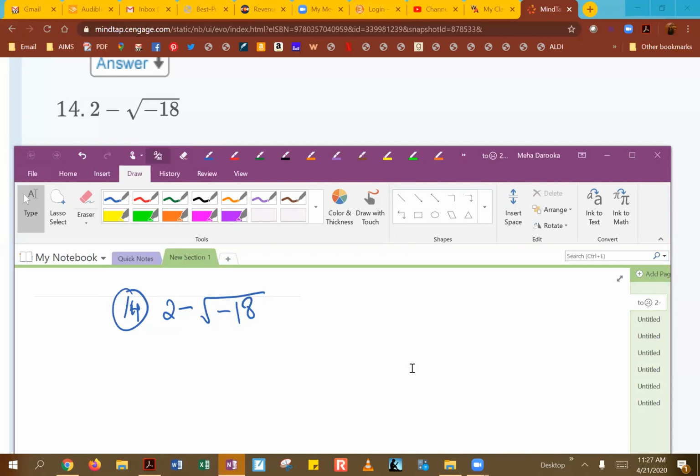Okay, so what do you think? Would it be 2 minus 18i? Yeah, so you do want to separate that negative from the 18 itself, so you can write the square root of negative 1 as i, and then you will be left with square root of 18. Now, can we simplify that square root of 18?